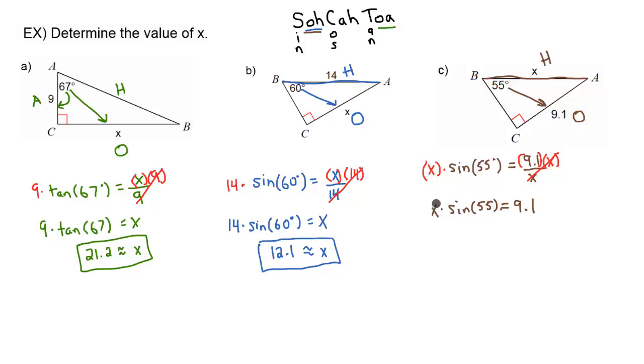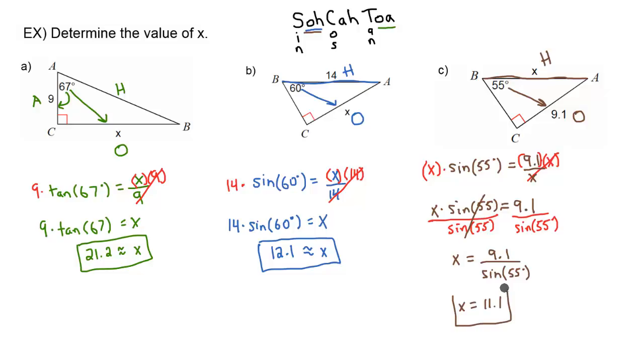Okay, but now we need to get x by itself. And to undo the multiplication here, we want to divide out that sine of 55 degrees. So I do it to the left side, I also have to do it to the right side. So now sine of 55 divided by sine of 55 is just 1, it goes away. And I'm going to rewrite everything else. I'm left with x equaling 9.1 divided by sine of 55. And I'm going to use my calculator to get that answer. And that will be about 11.1, which will be my value for x.